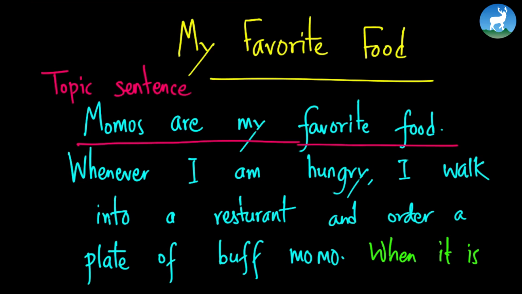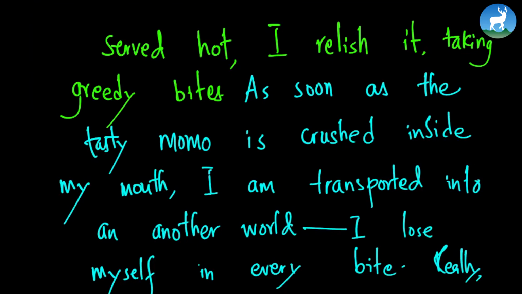Alright, let's look at the supporting details. Whenever I am hungry, I walk into a restaurant and order a plate of momo. So this is called supporting sentences. Okay, we have another supporting sentence. When it is served hot, I relish it, taking greedy bites. As soon as the tasty momo is crushed inside my mouth, I am transported into another world. I lose myself in every bite. So up to here, these are called supporting details or supporting sentences.